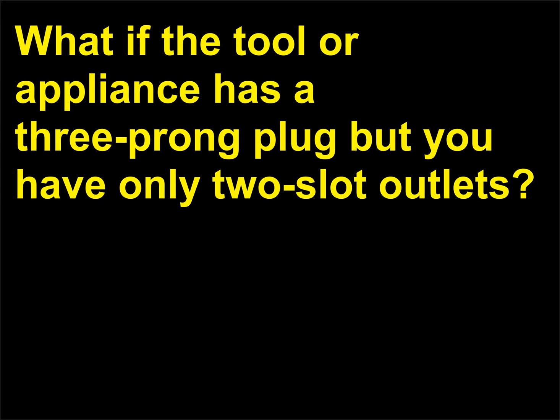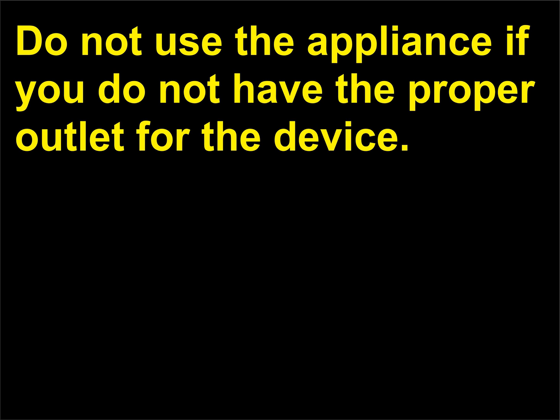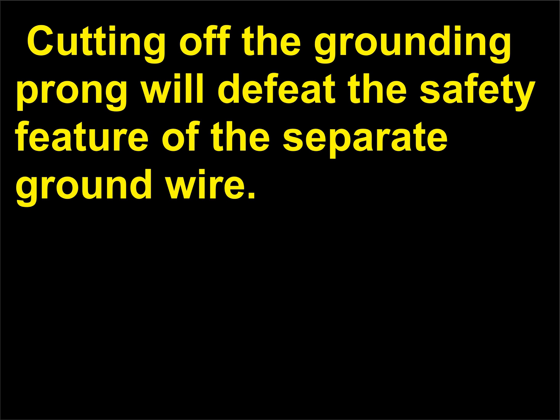What if the tool or appliance has a 3-prong plug but you have only 2 slot outlets? Do not use the appliance if you do not have the proper outlet for the device. Cutting off the grounding prong will defeat the safety feature of the separate ground wire.